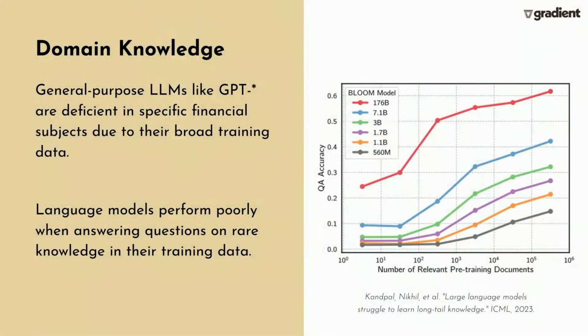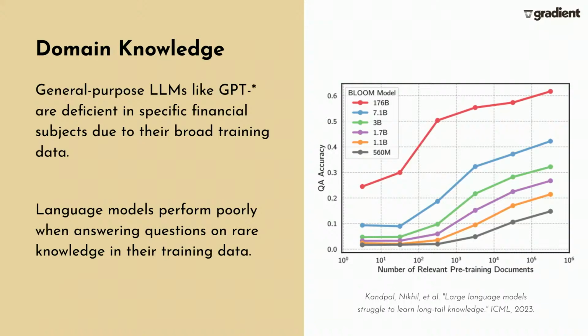And as an illustrative example of why this is important, here's a chart from a recent research paper, and it shows that even for very large models, the red line at the top there is for a 176 billion parameter model, you need something on the order of thousands of relevant documents in the model's pre-training in order for the model to get decent, I mean, here it's even above 50% accuracy on answering a related question, right?